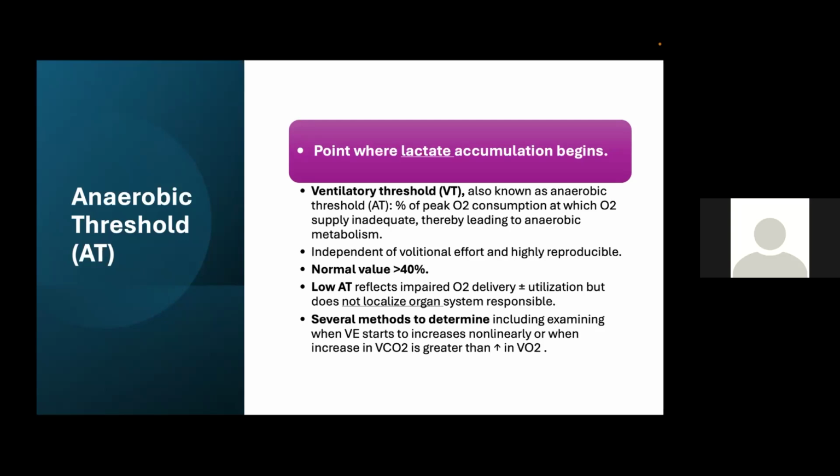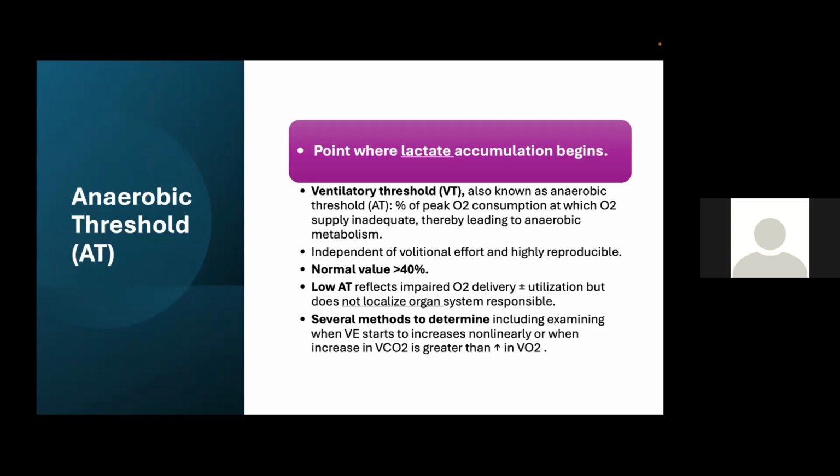prognosticate our patient. So anaerobic threshold normally should be more than 40%. If it is low, less than 40%, that reflects either impaired oxygen delivery or utilization. But we cannot localize the organ system responsible for this low level.